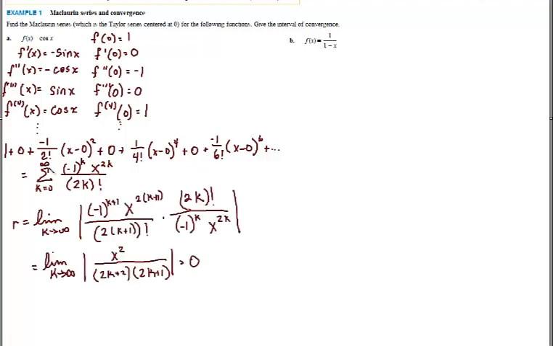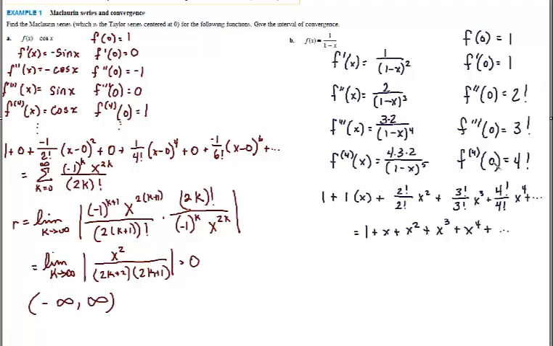Alright, so this thing absolutely converges, and my r is less than 1. Therefore, my interval of convergence is from -infinity to +infinity. It's everywhere. Alright, going to go to the next one, and I'm going to need to compute those derivatives and those values, and we'll then put it together in our Maclaurin series.